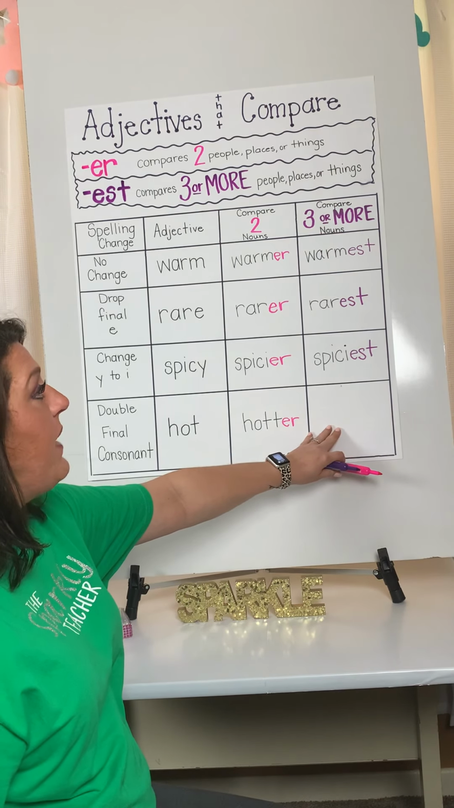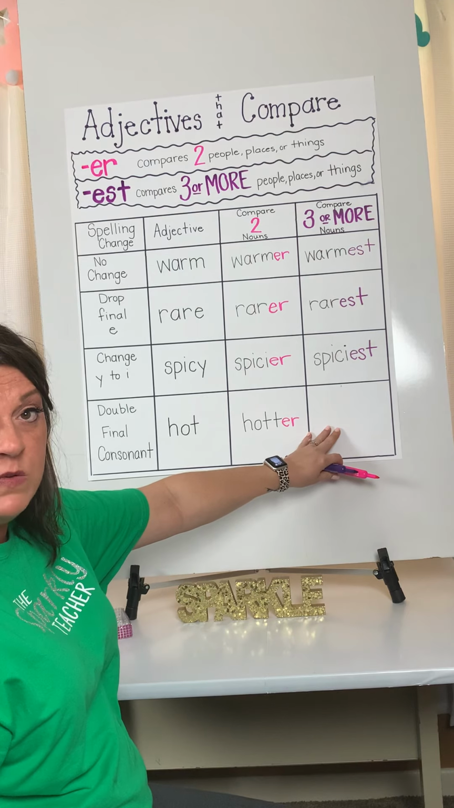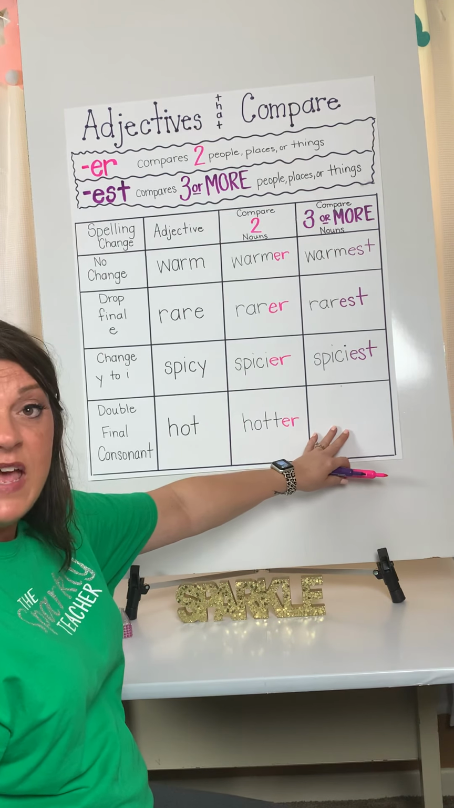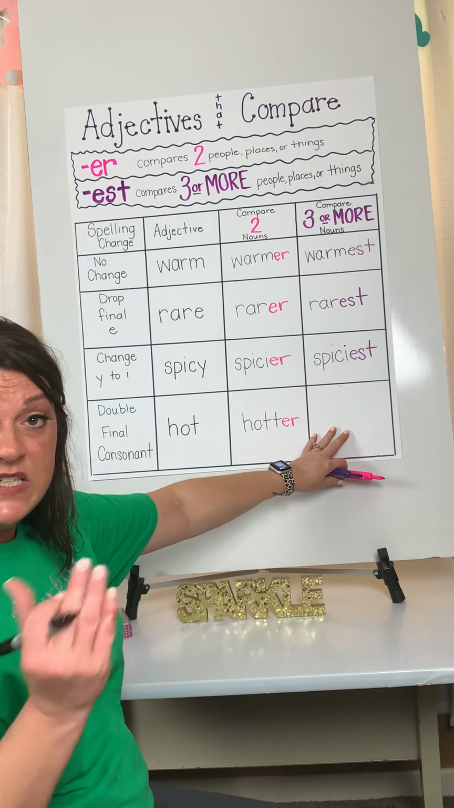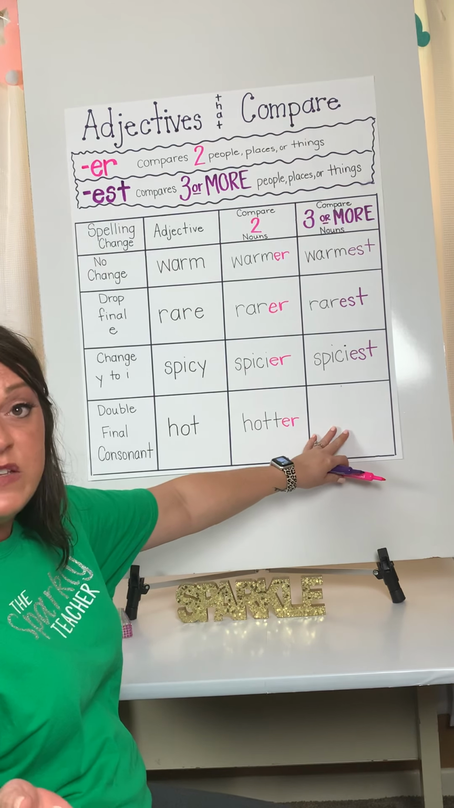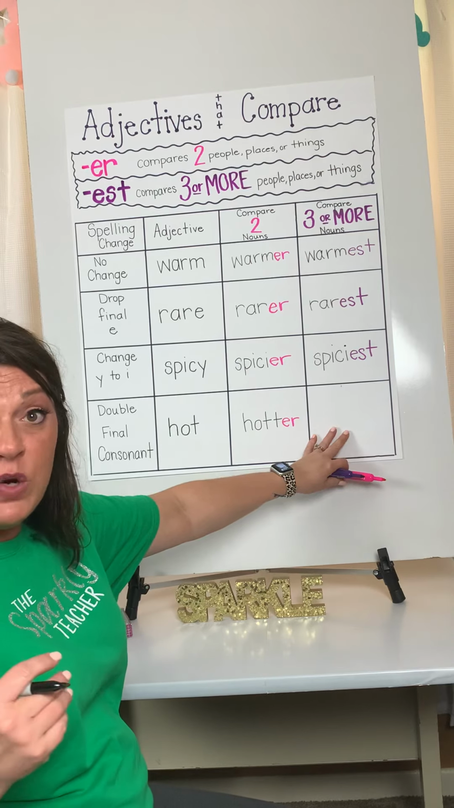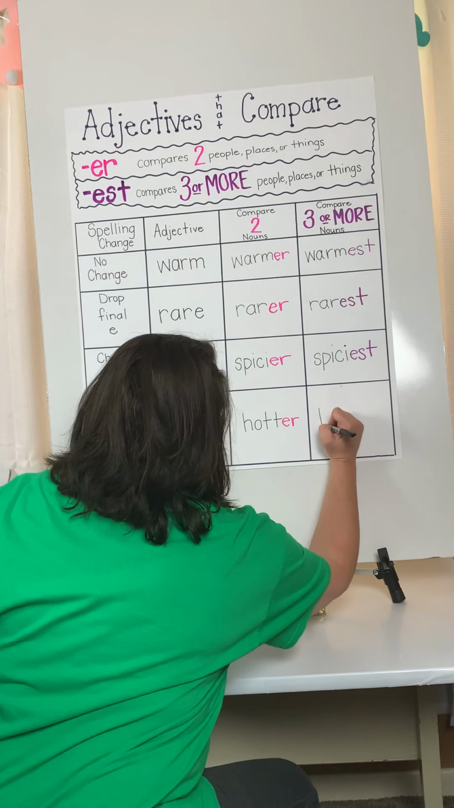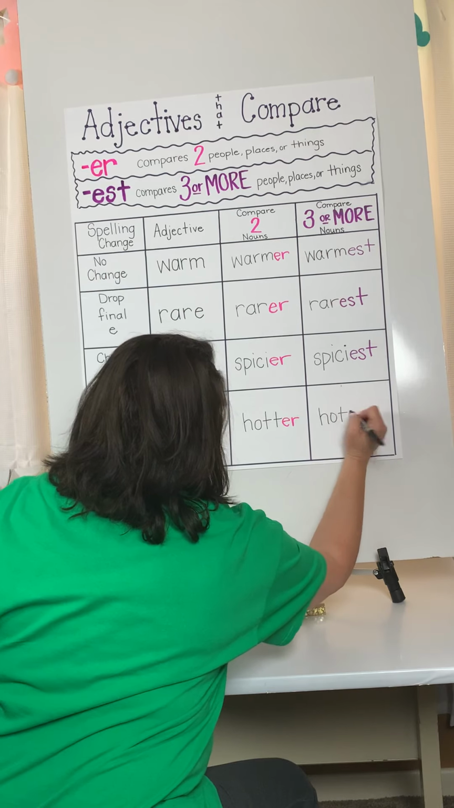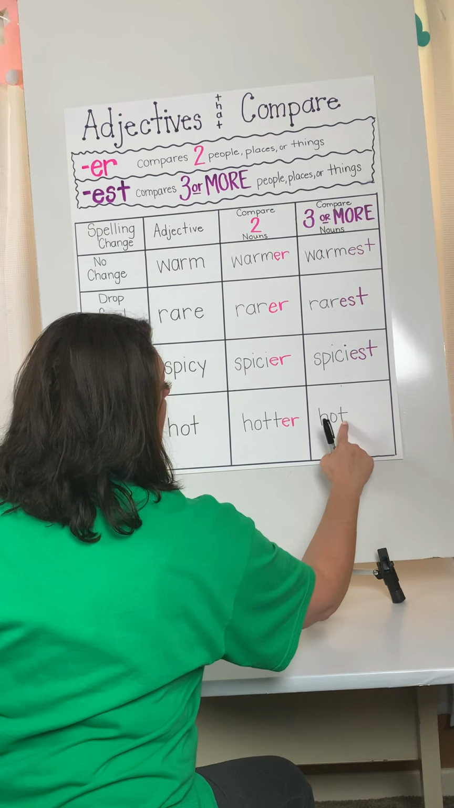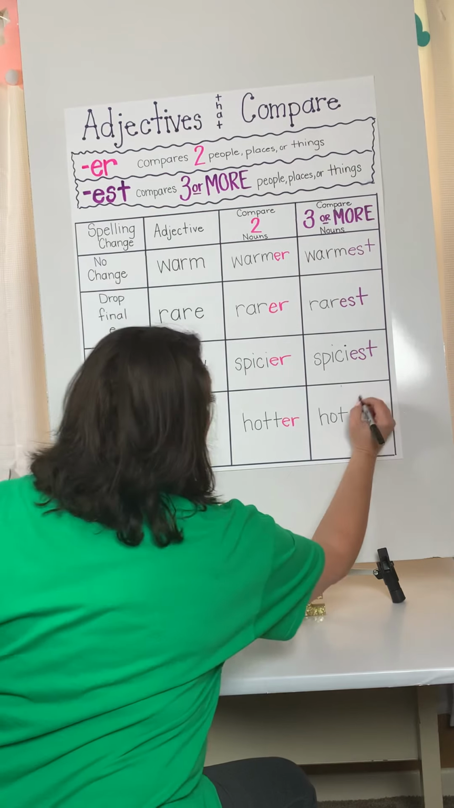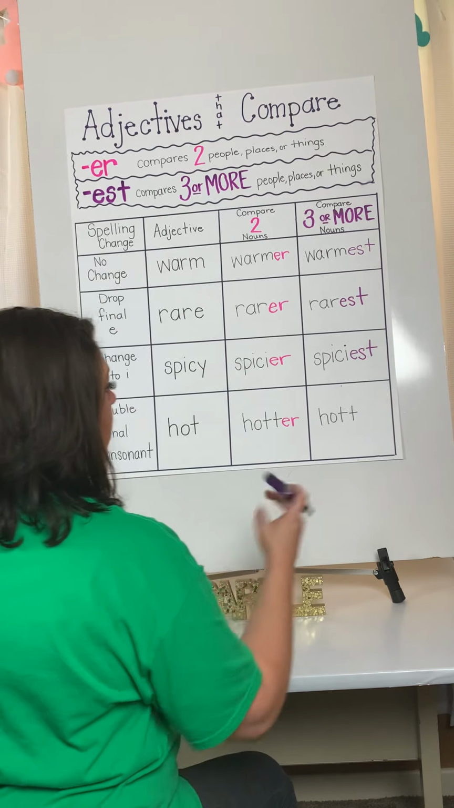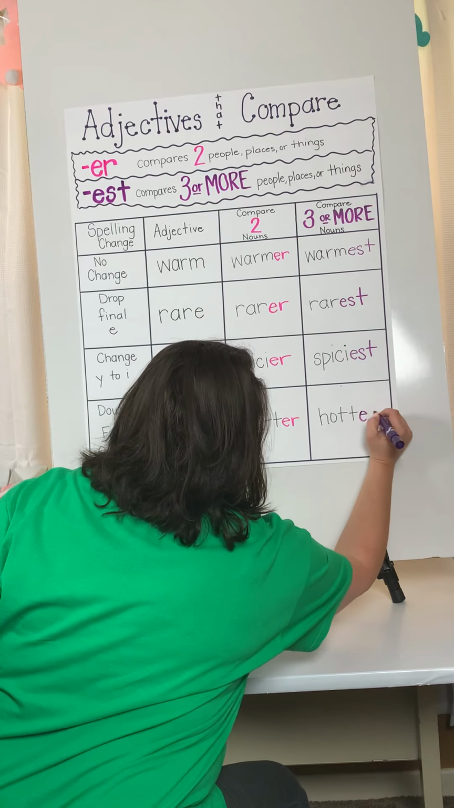To compare three or more nouns, today is the hottest day of the week. We're comparing today to all of the other days of the week. So that's three or more things we're comparing. So once again, we take our original word hot, and since it is a short vowel, closed syllable, we double that consonant and add EST.